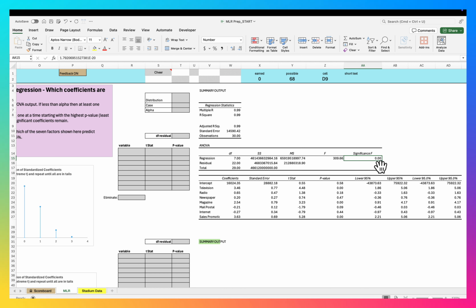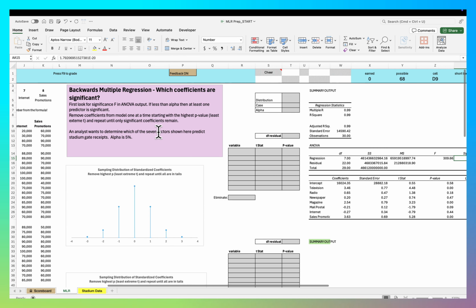And that tells you whether or not any of these predictors that are listed here is actually having a significant effect. And how do we know if it is? We look to see if that number is less than alpha. Alpha is 0.05, so that number is certainly less than alpha. So that means we can keep looking, that yes, something is going on. So that's exciting.